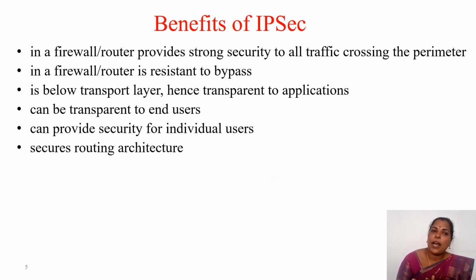The benefits of IPSec include: when used in a firewall or router, it provides strong security to all traffic crossing the perimeter. It is resistant to bypass of some of the security mechanisms. It is below the transport layer, hence transparent to applications, and it can be transparent to end users as well. IPSec can provide security for individual users. Then it secures the routing architecture.